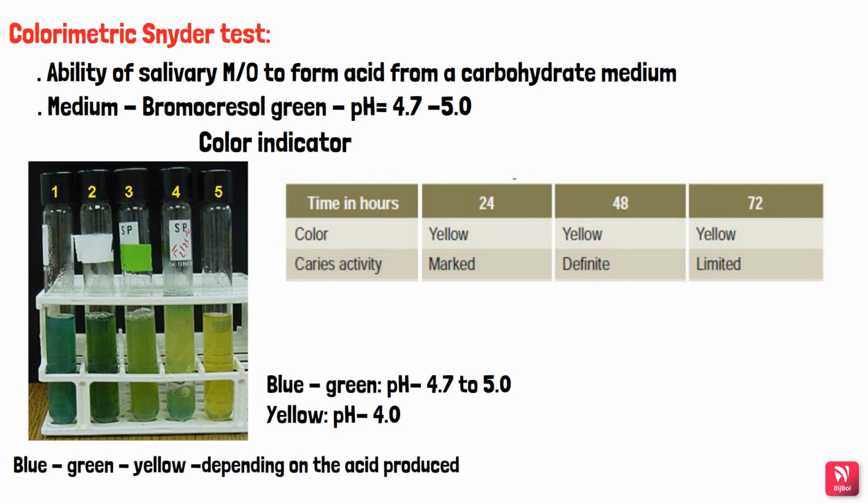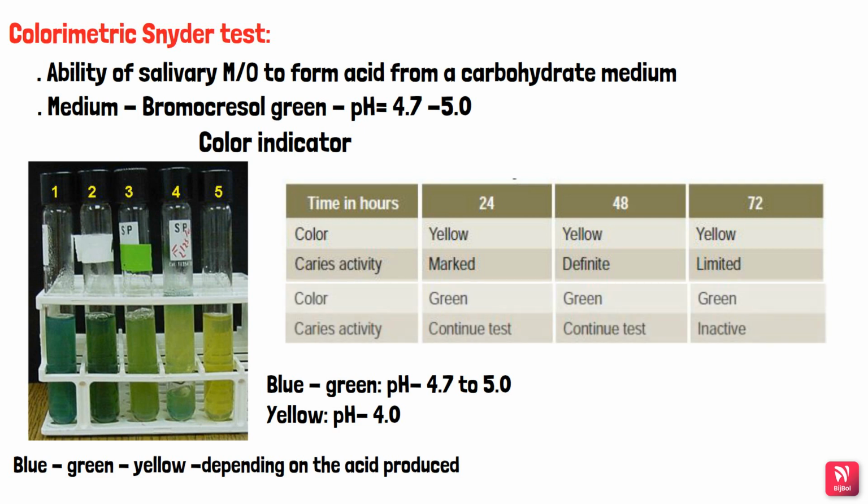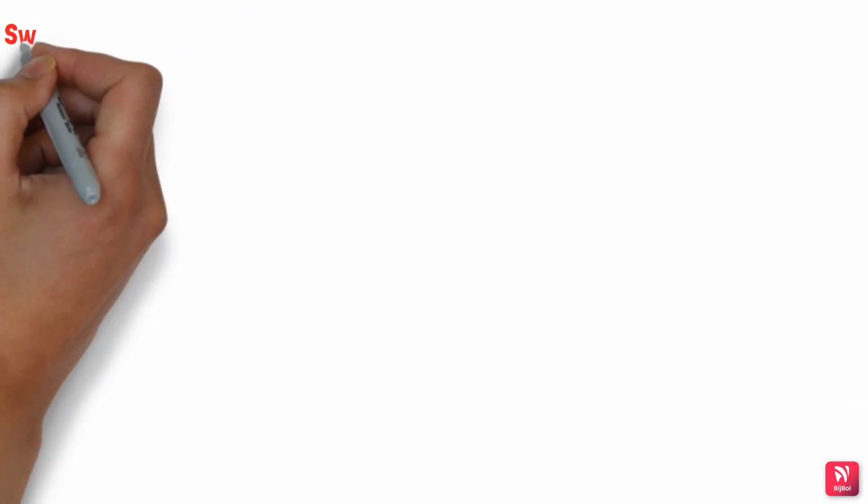Then you don't need to repeat the test. But if it shows yellow after 48 hours, then there is definite caries activity. If it shows yellow color after 72 hours, then there is limited caries activity. In the same way, if the color is green in the first 24 hours, then we can continue the test. If it is still green even after 48 hours, then we can continue the test. But if it is still green after 72 hours also, then it is inactive caries activity. That means the patient's saliva doesn't have a high tendency for caries formation. That is about Snyder's test.